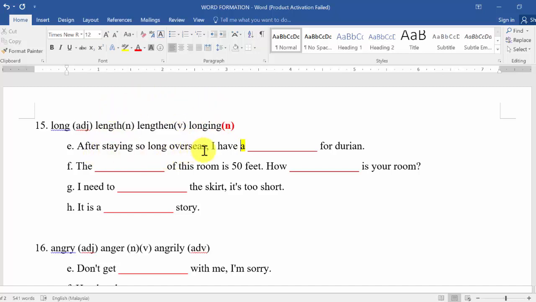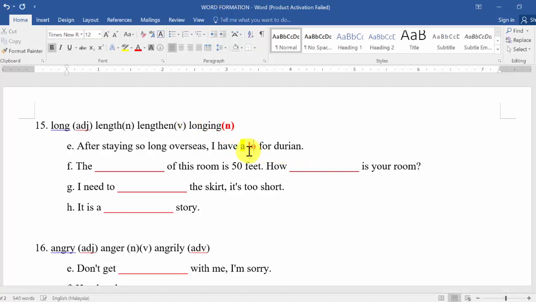Staying very long overseas, staying for some time in another country, you will miss durian, right? Which is a fruit in Malaysia. When you miss something, it means that you have a longing for this thing. So your answer should be longing. If your answer is wrong, please write the correct answer at the side. If your answer is correct, please put a tick there.